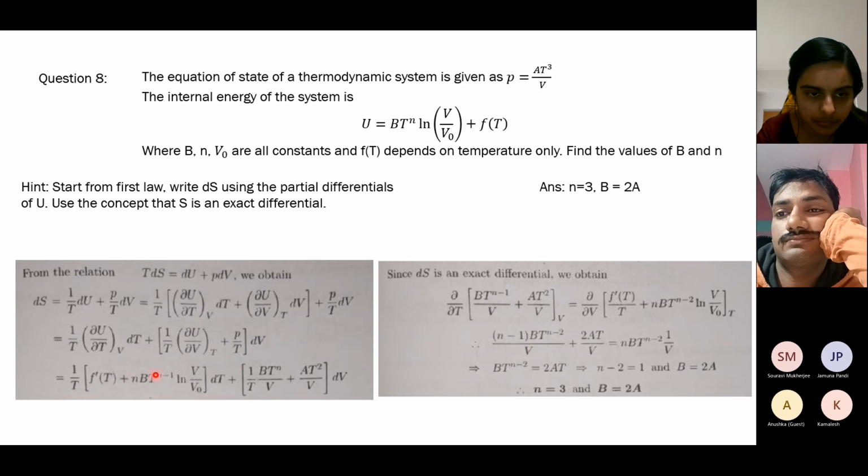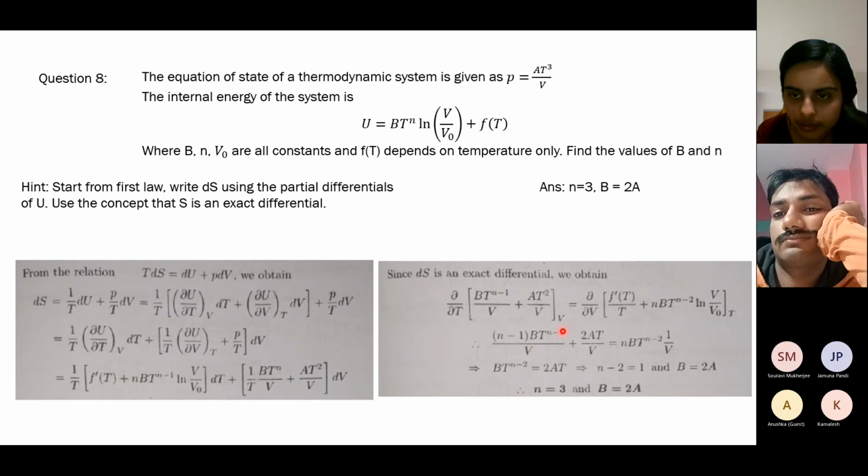So if this term is del S by del T at constant volume, and we differentiate it with respect to volume, and this term is del S by del V at constant temperature, and we differentiate it with respect to temperature. If you do that, the relation we are using is del squared S by del T del V is equal to del squared S by del V del T. So the order of partial differentials does not matter.